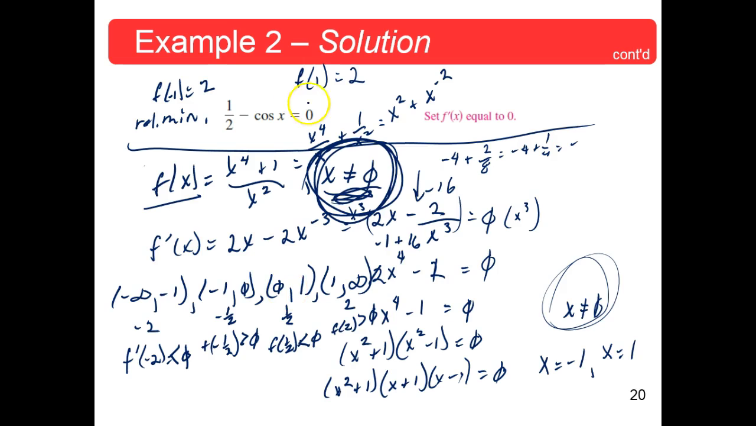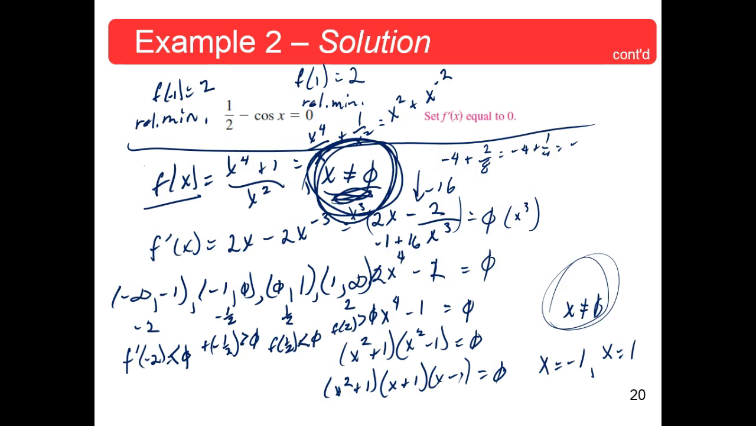F of 2 is 2. To the left of 2, you're negative, and to the right of 2, you're positive. So guess what? Another relative minimum, isn't it? How can you have two relative minimums? Because in between, they could be doing anything, not defined up there.